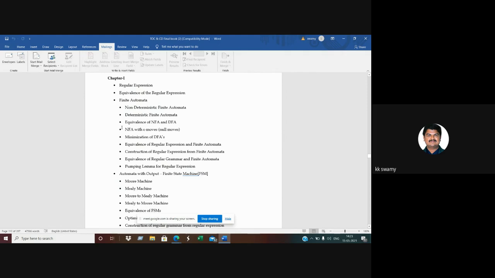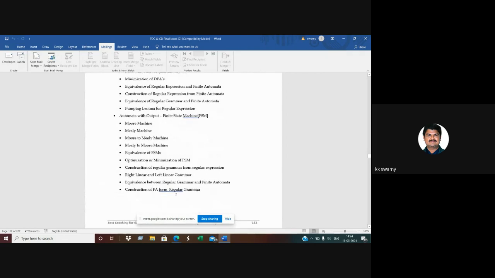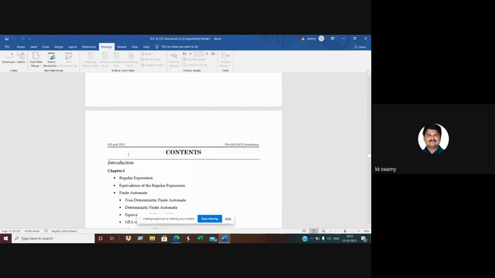How to convert NFA to DFA, what are the concepts of NFA, what is the minimization of DFA and everything, everything is there in some shortcut format. And again we have finite automata with output also. Finite automata with output means Mealy machines and Moore machines. What are the equivalences of Mealy and Moore machines? All these topics I will explain now.